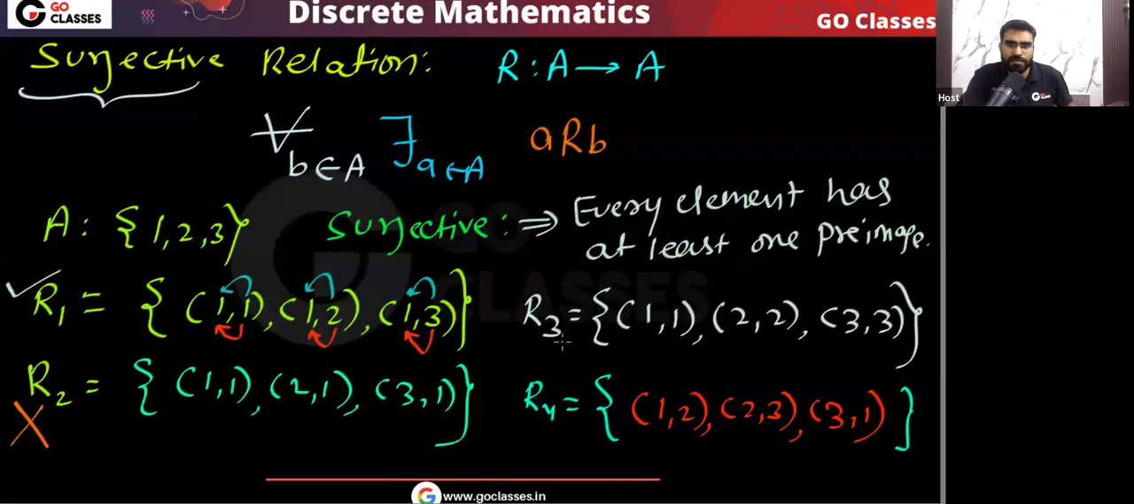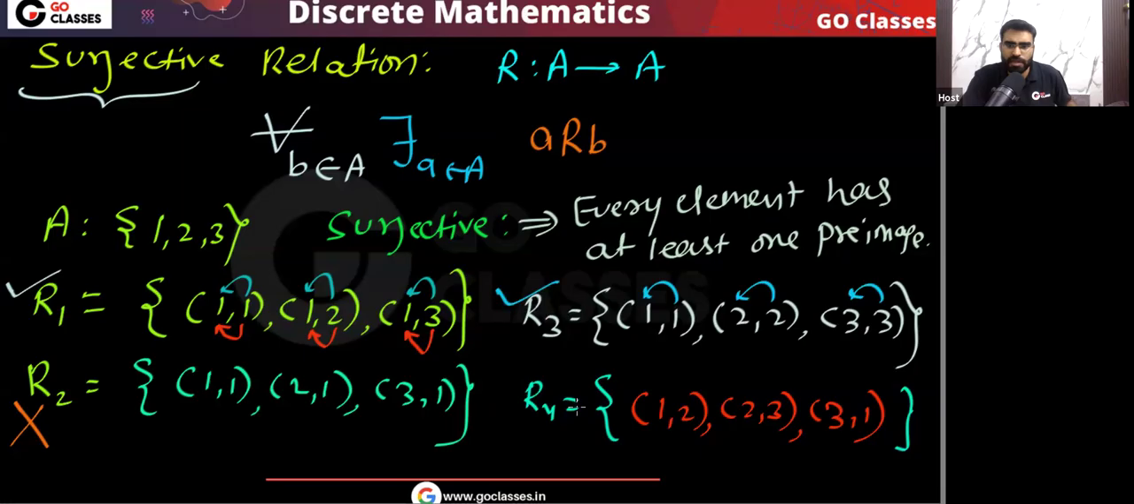What about R3? Please tell me. Let me know, am I audible? Okay, so tell me the answer for this now. This R3, is this a surjective relation? You can see 1 has a pre-image, 2 has a pre-image, 3 has a pre-image. So yes, R3 is also surjective.